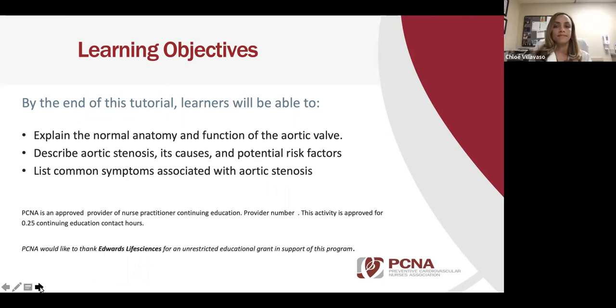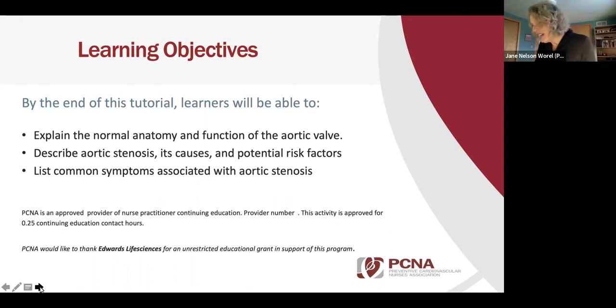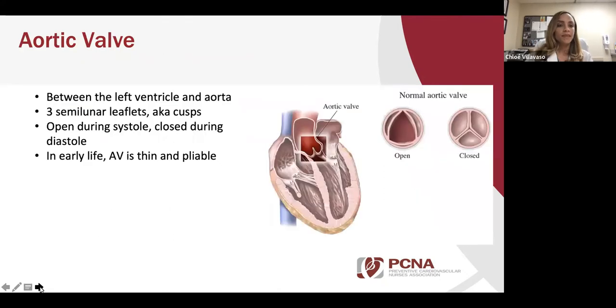Welcome, Chloe. Thanks, Jane. Could you please help us lay the groundwork for this tutorial series by reviewing the basic anatomy and function of the aortic valve? Absolutely. The aortic valve is located between the left ventricle and the aorta. The normal aortic valve consists of 3 semi-lunar leaflets, also known as cusps.